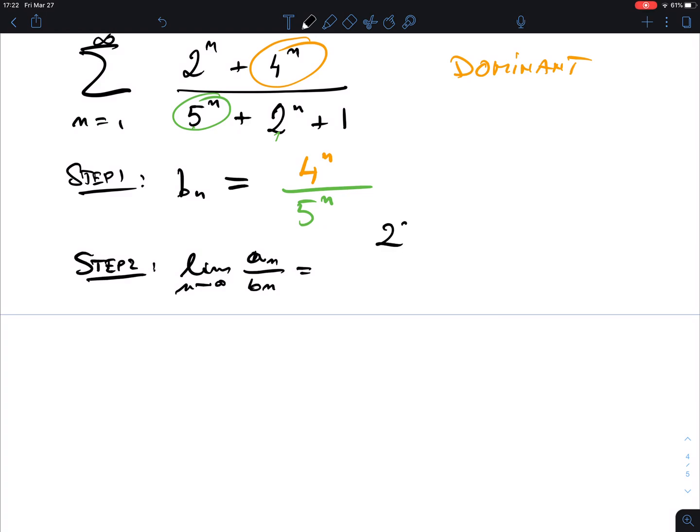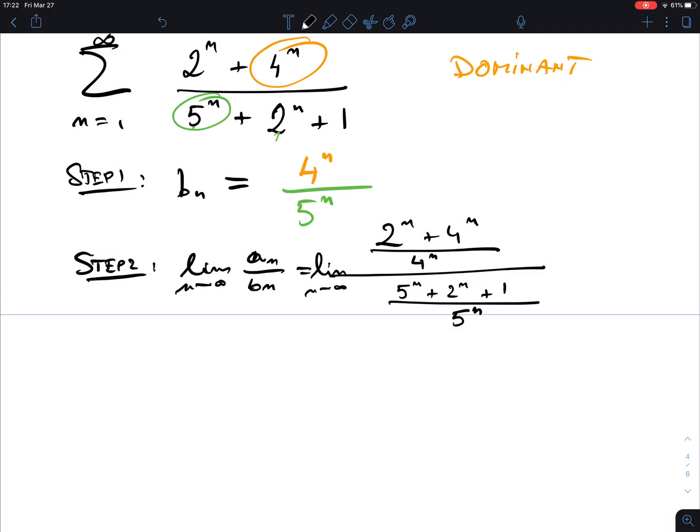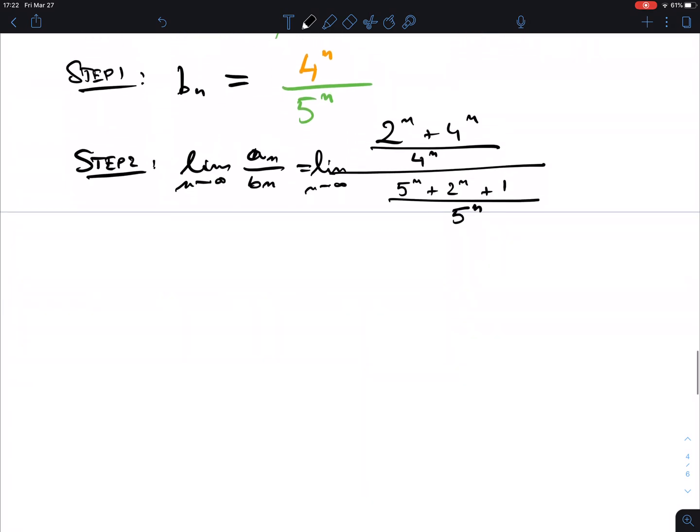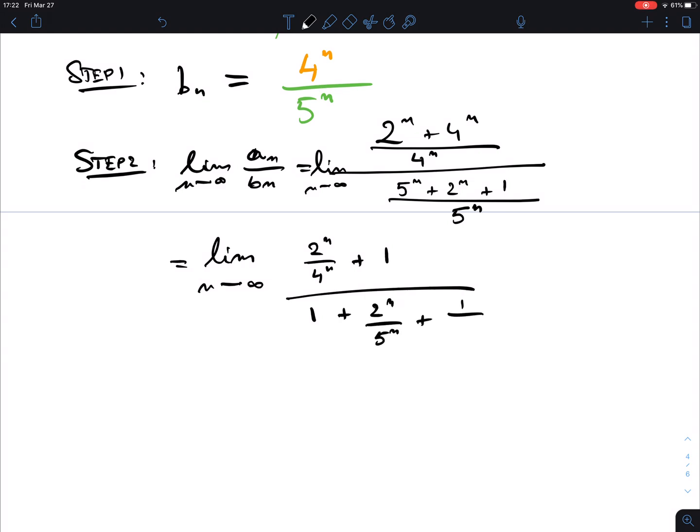We do as before. We have 2 to the n plus 4 to the n. Take the numerator of an and divide it by the newly chosen numerator, and we do the same with the denominator. So we have 5 to the n plus 2 to the n plus 1 divided by 5 to the n. We carry out the division. We have 2 to the n divided by 4 to the n. And then 4 to the n divided by 4 to the n just gives me 1. That's easy. The second term is 2 to the n over 5 to the n. And the third term is 1 over 5 to the n.